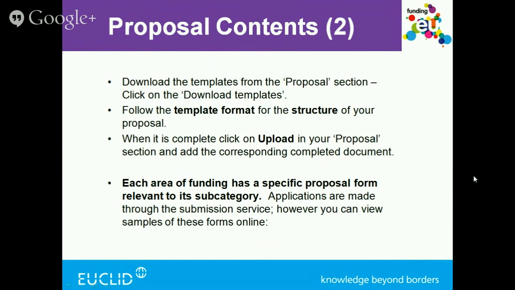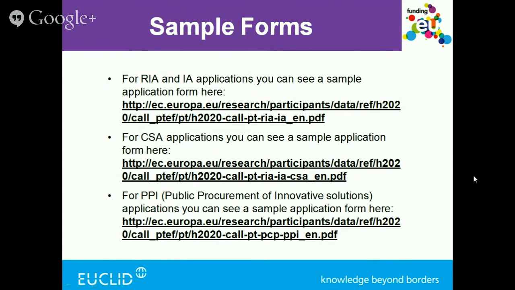Download the templates, follow the template format. When it's finished, click on upload. All quite straightforward. Don't forget, though, that each area of funding has a specific proposal form relevant to its subcontract. You can view some samples of those forms online, and here is where you can see the sample forms. For RIA and IA, the sample form is there. For the CSA, the sample form is there, and for PPI.